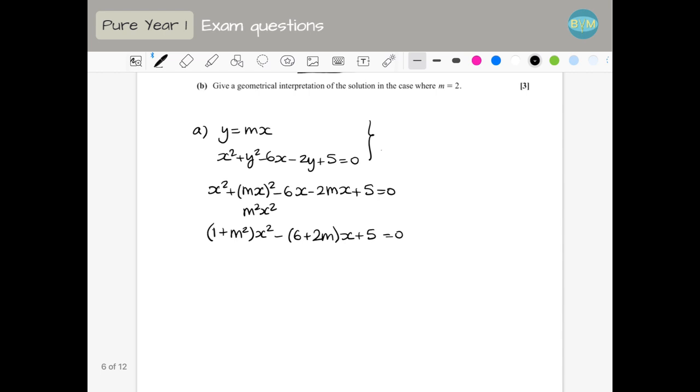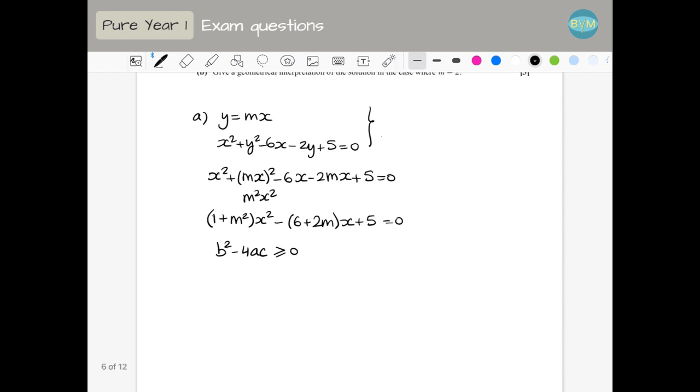That means the discriminant of this quadratic equation could be greater or equal than 0, because when it is 0, I have 1, when it's greater, I have 2. So let's find the discriminant. Discriminant is going to be b squared, the minus will go positive, so it's going to be just 6 plus 2m squared, minus 4 times a, which is 1 plus m squared, times c, which is 5. This must be greater or equal than 0.